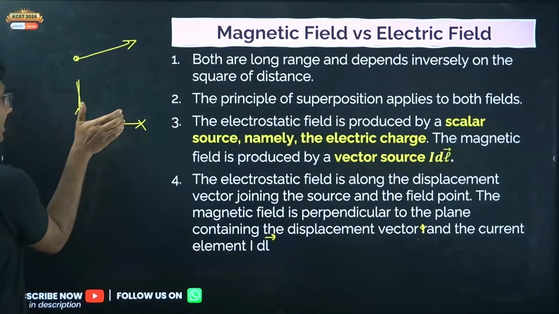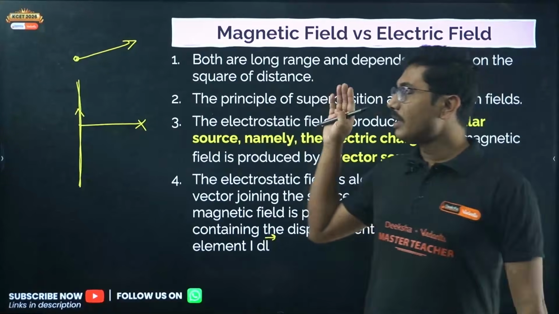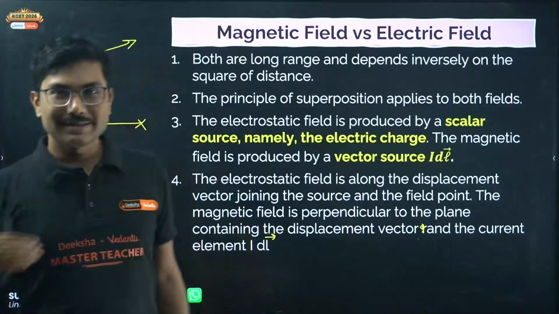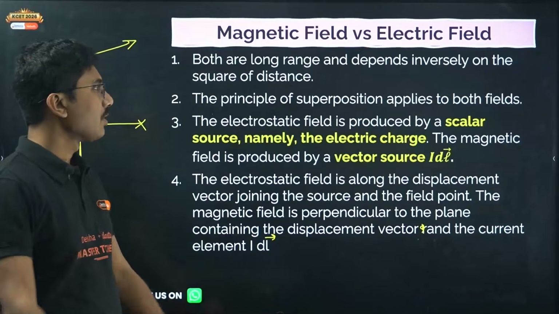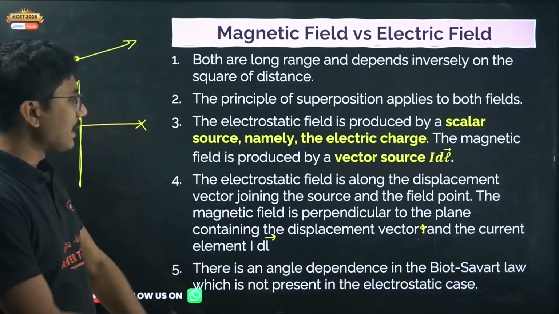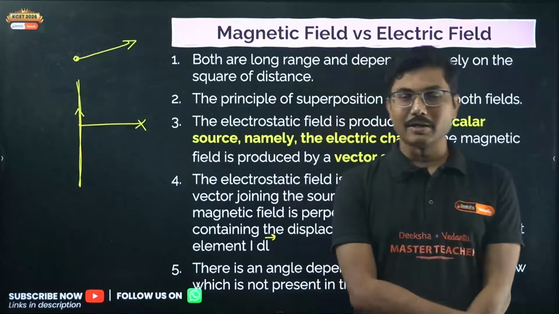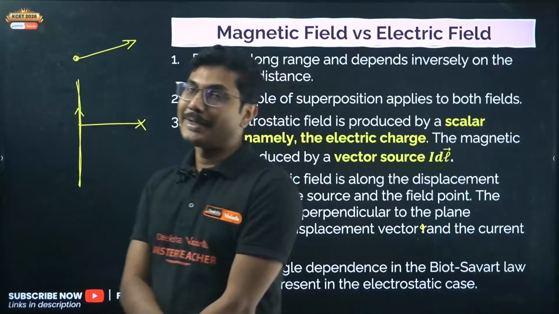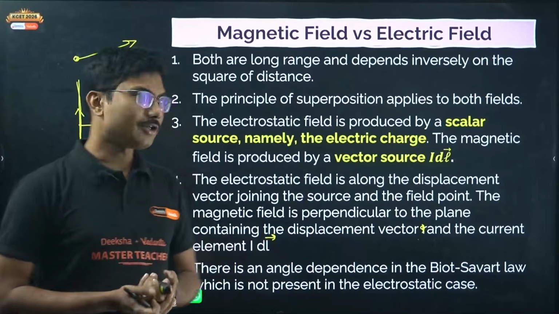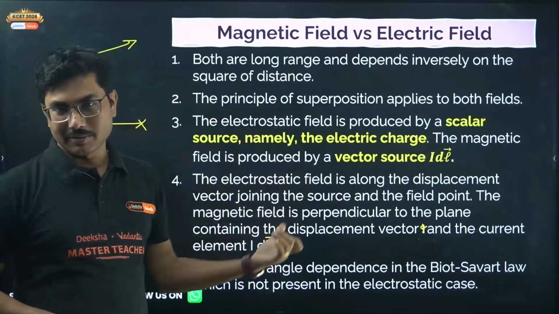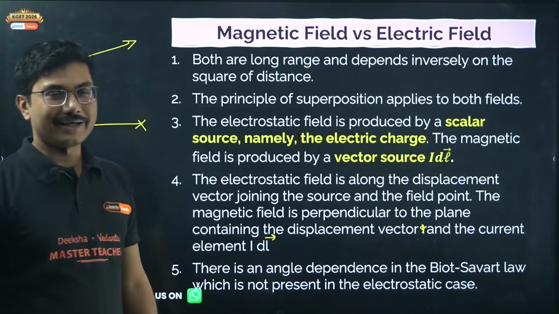So for a straight current carrying wire, the magnetic field is into the page of the paper. It is perpendicular to both of them, while the electric field is just along the line joining the point and the source. So that is the major difference. Now there is an angle dependence in the Biot-Savart law which is not present in the electrostatic case. In the electrostatic case, E is kq by r square, so there is no angle, but in the Biot-Savart law there is a sin theta coming from the cross product, because the magnetic field is perpendicular to both the radius vector and the current carrying element.